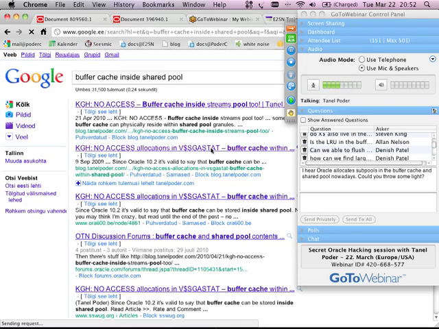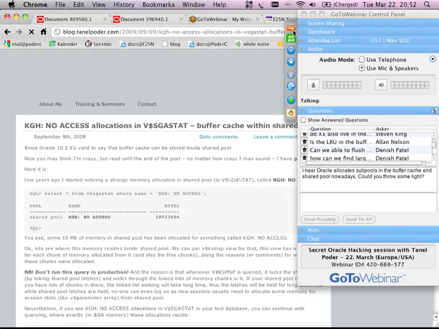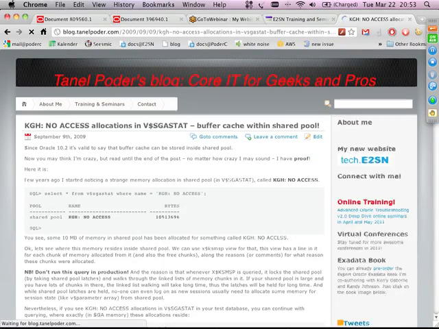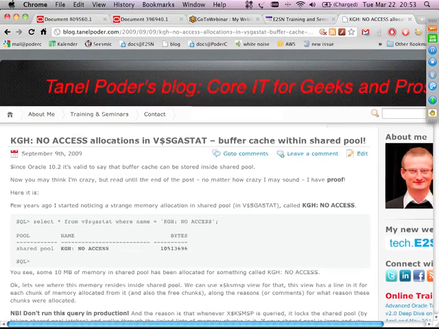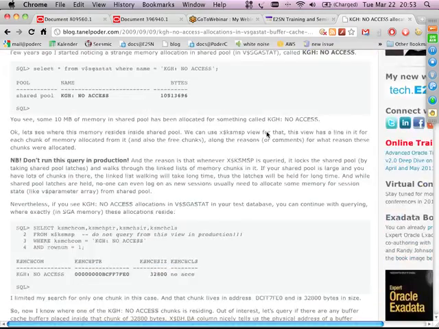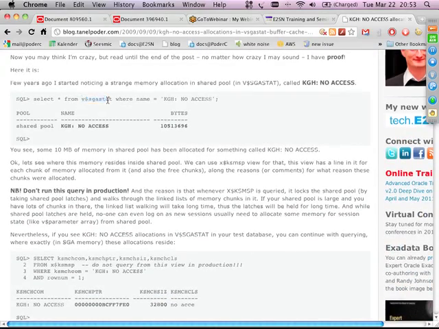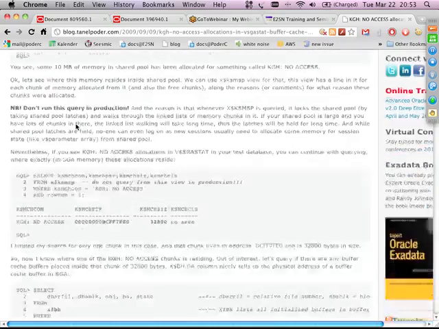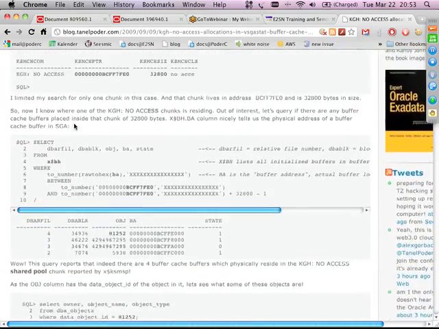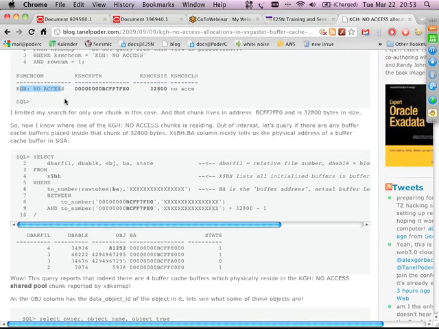If you look into the second article, that's a good article for finishing up actually. So next time when you look into SGA stat and you see KGH: No Access, so for some reason somebody takes 10 megabytes from my shared pool for KGH: No Access, then read this article further. I have evidence or proof which shows that this memory inside shared pool is actually part of buffer cache. This memory is used by these buffers, for example.